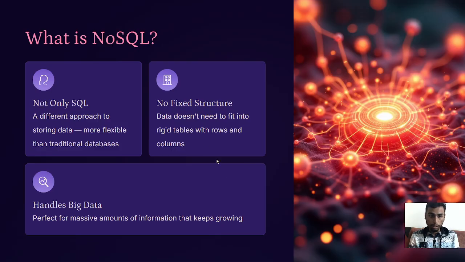Now what is NoSQL? It's not only SQL, a different approach to storing data. It's more flexible. We don't need any relation between the tables. We use it independently. There is no fixed structure inside it that this table should be present. We talk about normalization in the SQL tables, 1NF, 2NF. In NoSQL databases, there is no need of normalization. It can handle a big amount of data, which is growing day by day. So handling big data is a big advantage for storing this type of data.